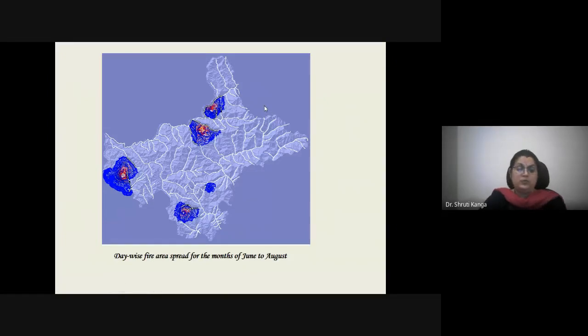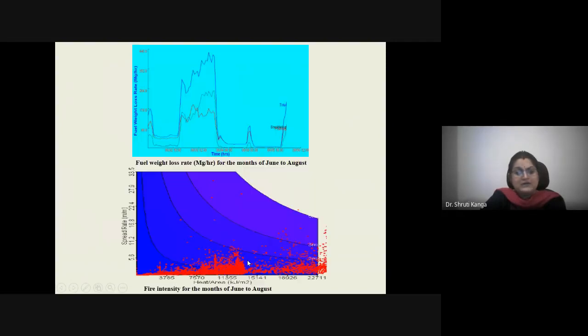Now these are the outputs. Here, in case of outputs, you will see we have one point in each and every forest division. These different colors are showing the spread of fire day wise. The first day is shown by yellow, the second day by red, and the third day's expansion of fire is shown by the blue color. This is for the June to August months, the rainy season.